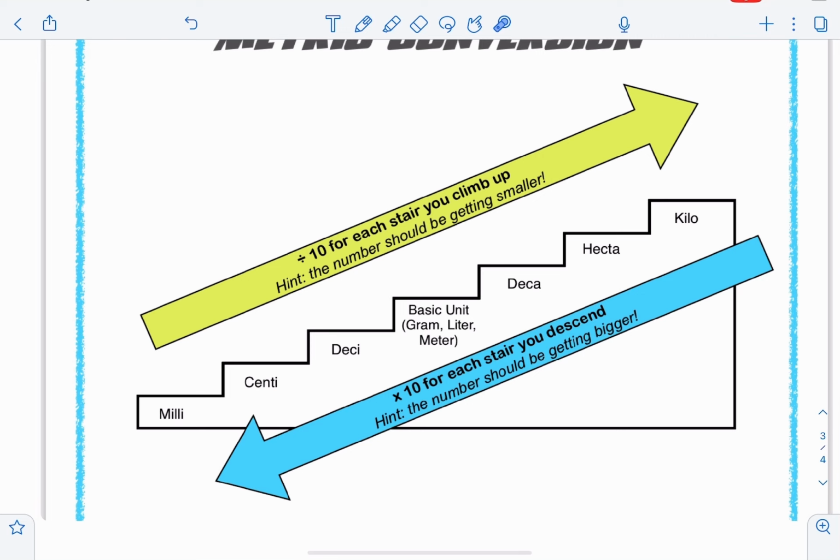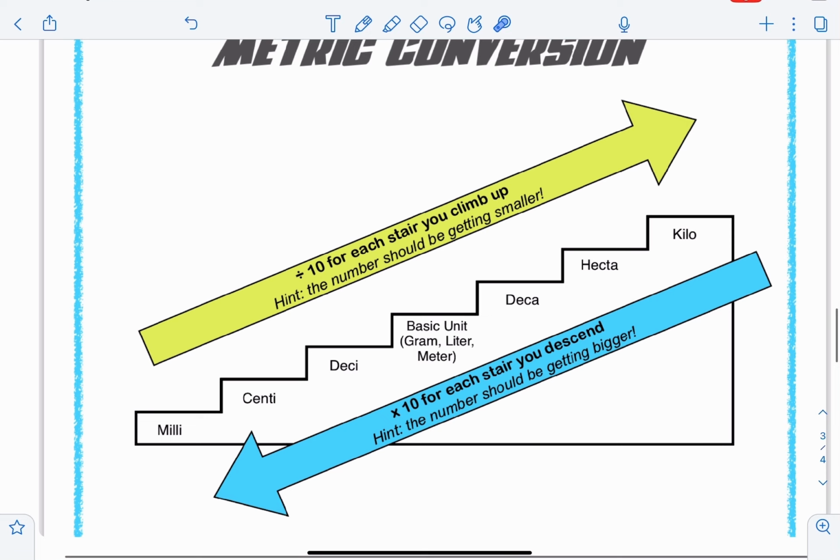The prefix tells you where you're going to start on your steps. Then looking at your arrows, it says divide by 10 for each stair you climb up, or times by 10 for each stair you climb down.